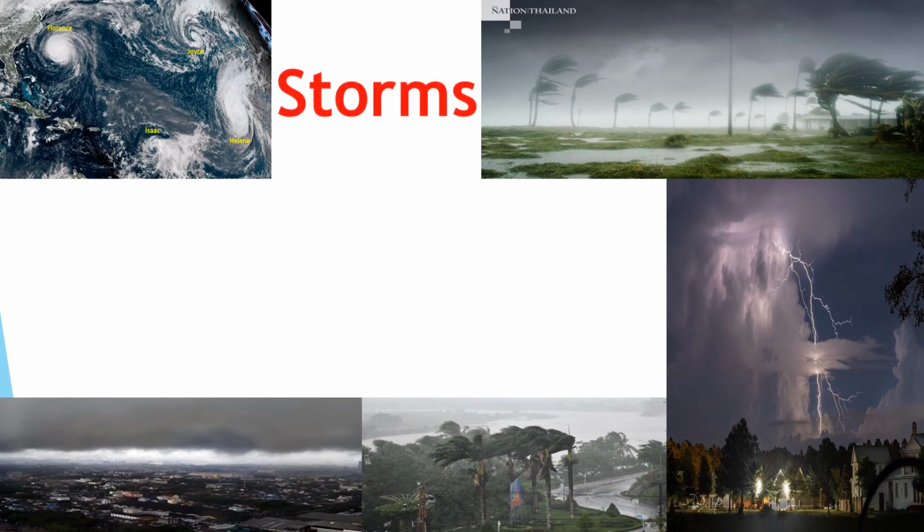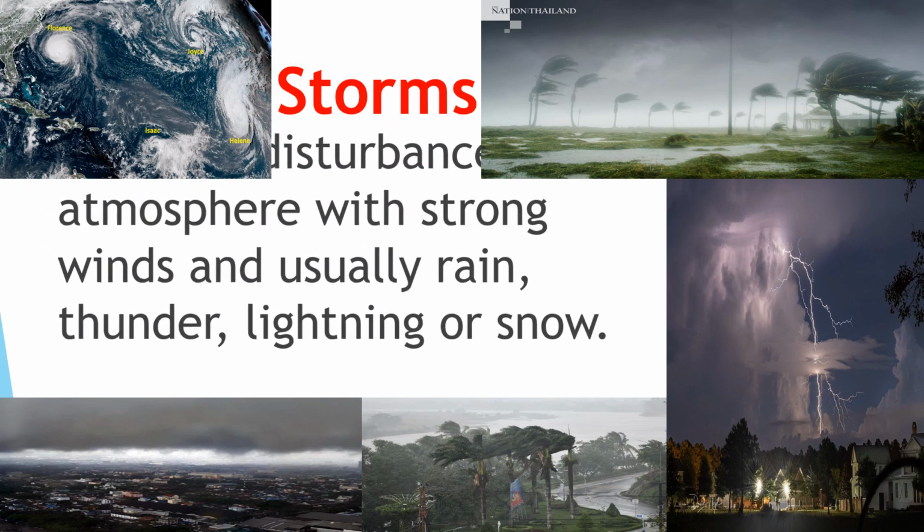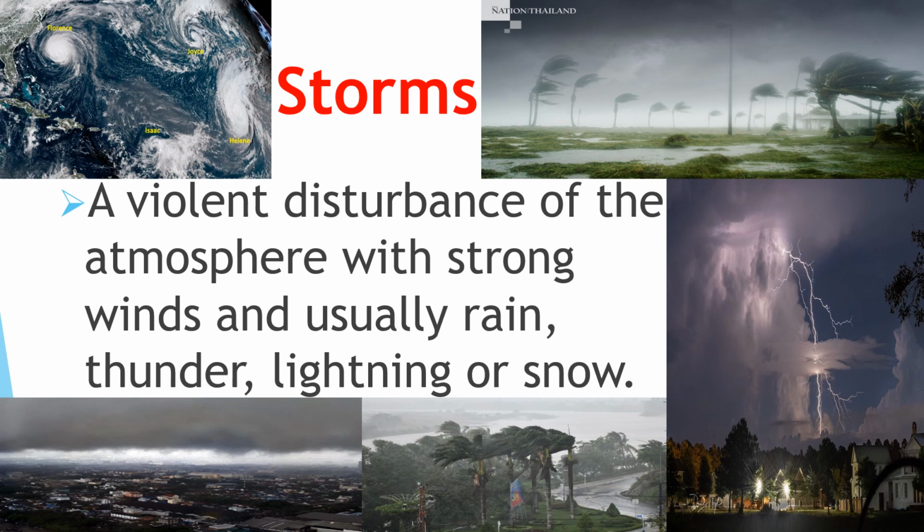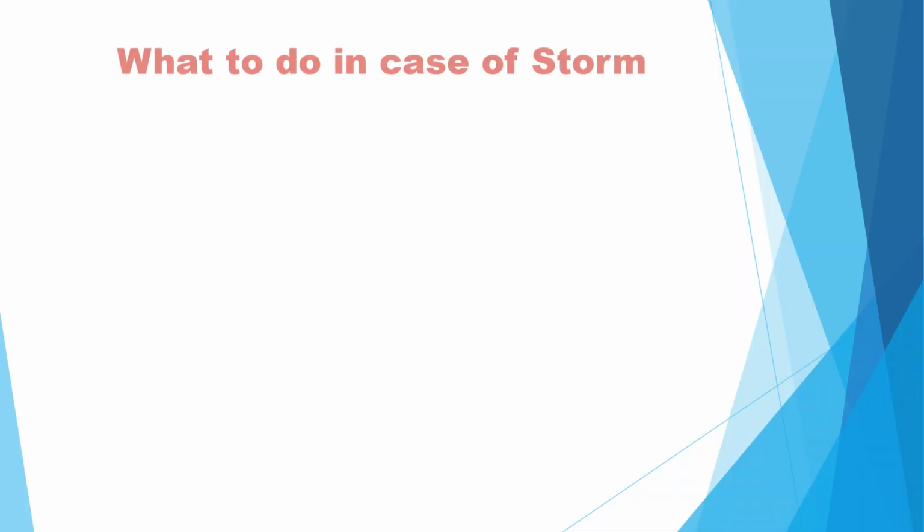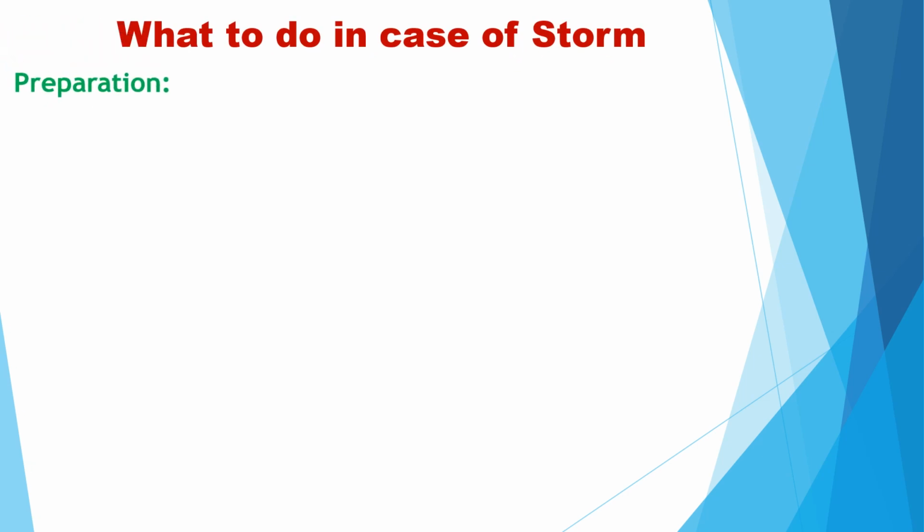Second, natural disasters. Let's talk about storms. A storm is a violent disturbance of the atmosphere with strong winds and usually rain, thunder, lightning, or snow. What to do in case of a storm? Let's talk about the preparation before the storm comes.